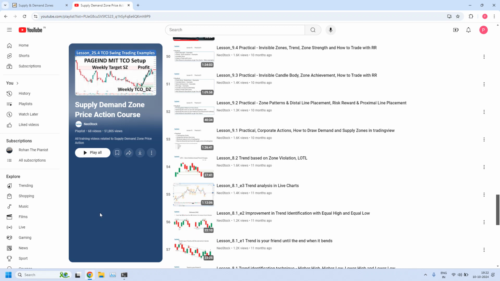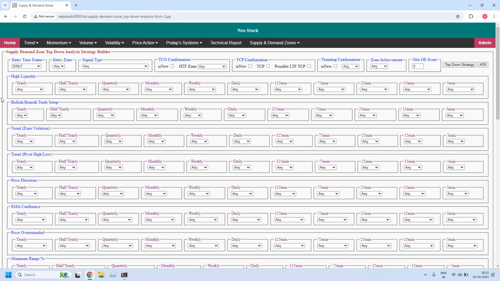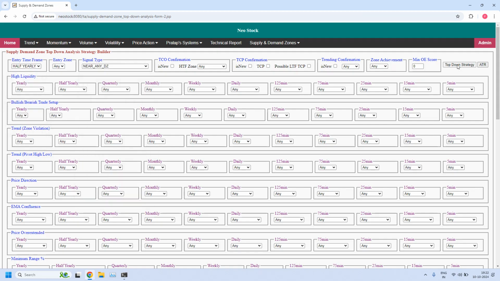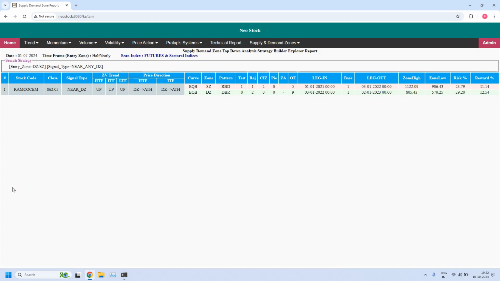Okay, now let's get into the report generation. First, we will identify stocks near demand and supply zones for all the time frames. And also we will identify daily and 75 minutes high liquidity zones. Let's start with half yearly time frame. Let us find the stocks near half yearly demand zone. One stock is filtered.